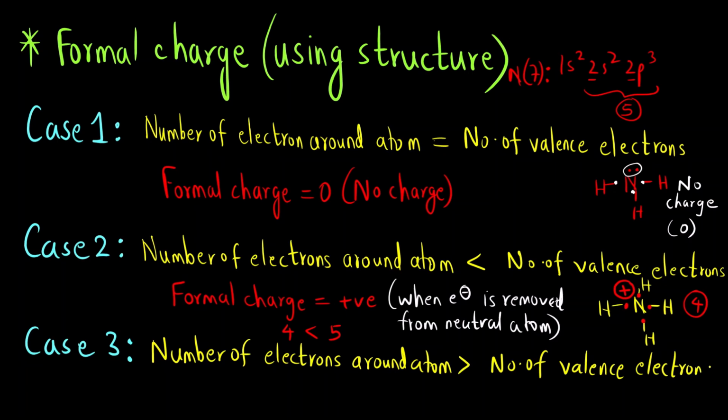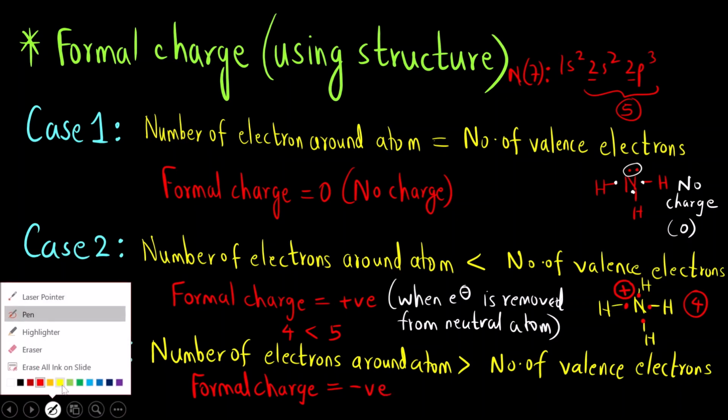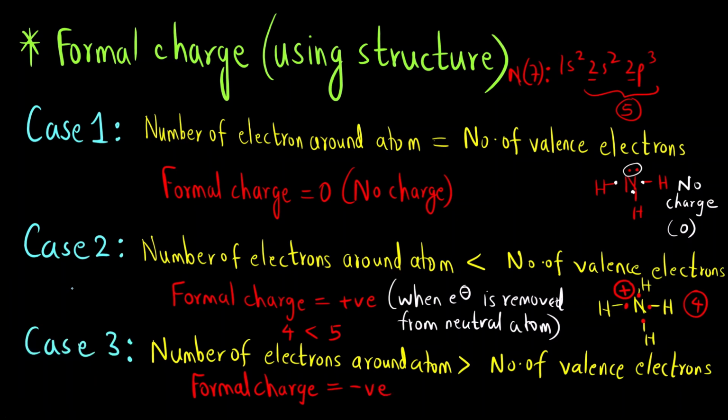Okay, if this is the case, then what will be the formal charge? The formal charge is going to be negative. For example, suppose I write here fluorine. Around it there are these many valence electrons. So we know for halogens there are how many valence electrons? 7. 1s2, 2s2, 2p5.